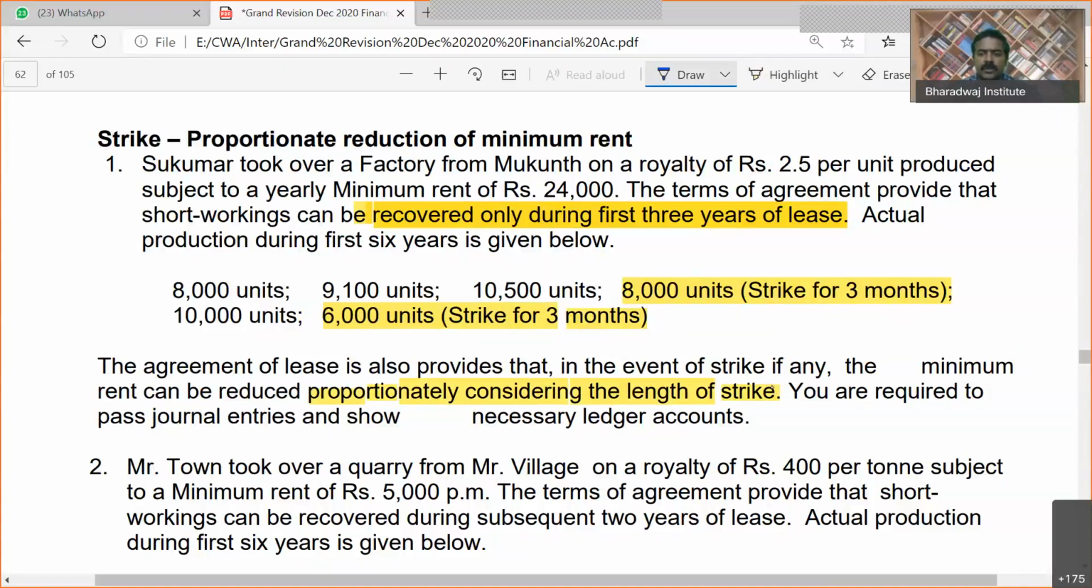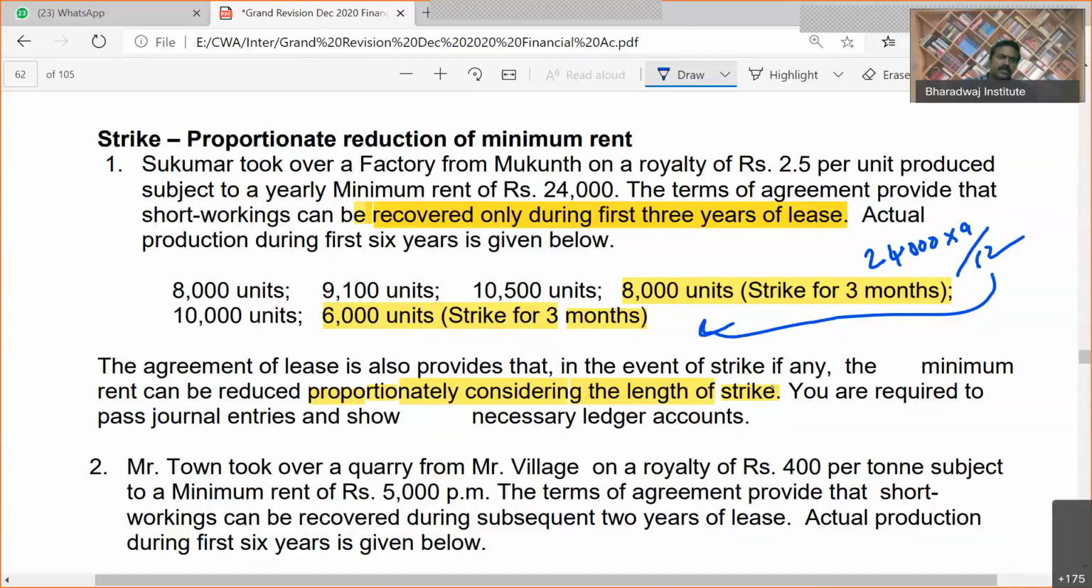So minimum rent will be 24,000 into 9 by 12. Because if there's a strike for 3 months, you have to pay the minimum rent for 9 months only. Here also the same. Last year also a strike for 3 months is given. So minimum rent will be 24,000 into 3 by 12 eliminated, and 9 by 12 you have got to pay.